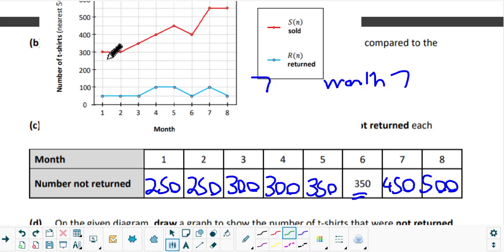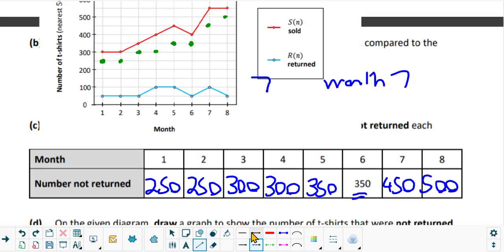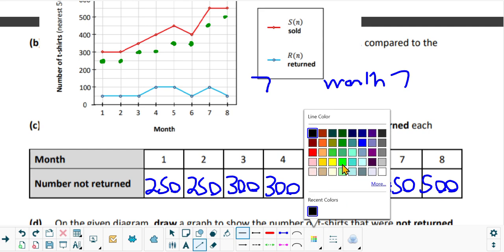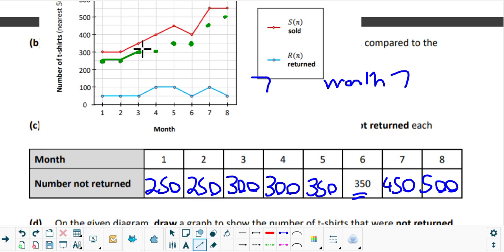Okay. 1 and 250. 300. 350. Another 350. 450. 500. And then I think you're obviously meant to try and use straight lines if you can. So I'll use this green one here. So a bit like this. And we get something like that. Pause here. Okay.